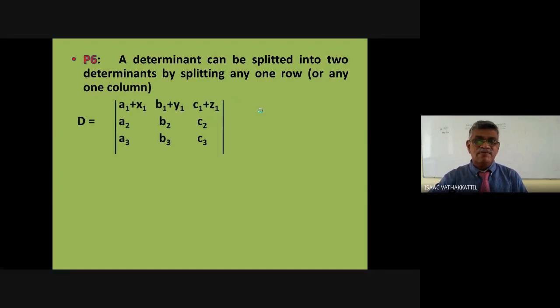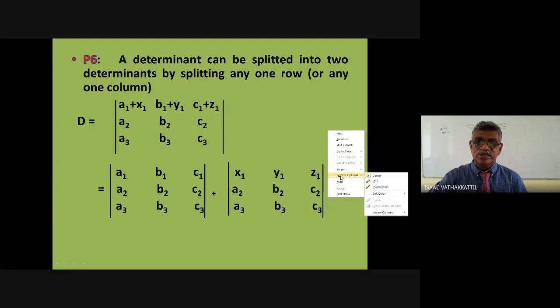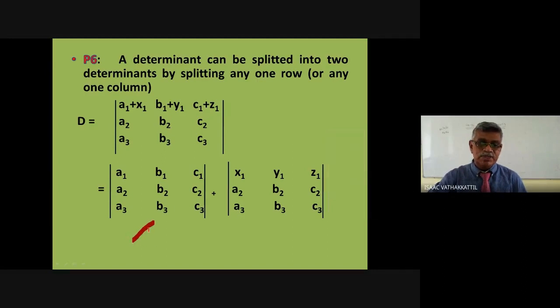See, let us see, I have a determinant. The first row I have written in such a way that I can split. The remaining as it is. This I can write as a sum of two determinants, in which the first row is A1, B1, C1, and here X1, Y1, Z1, and all the rest are the same. This is not a unique way. I can split in infinitely many ways by splitting any one row at a time. Further, if you want to split this determinant, we can split again.